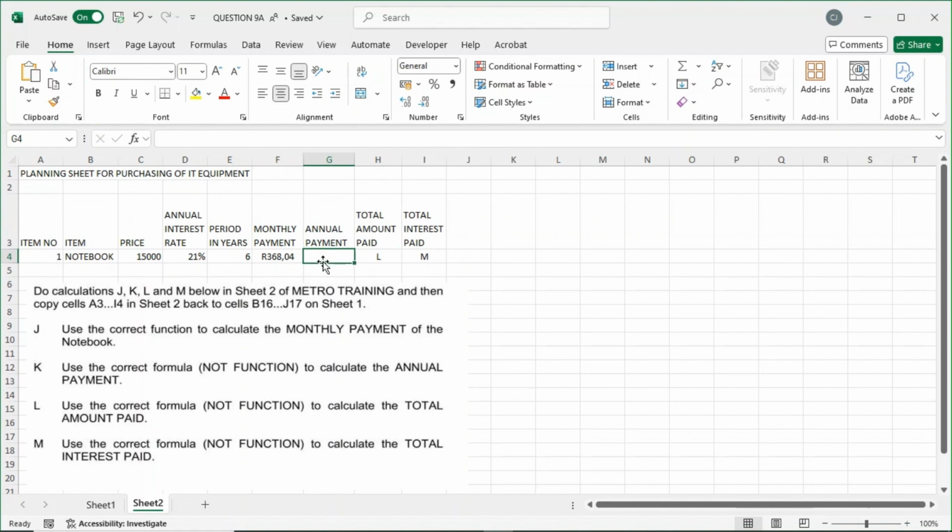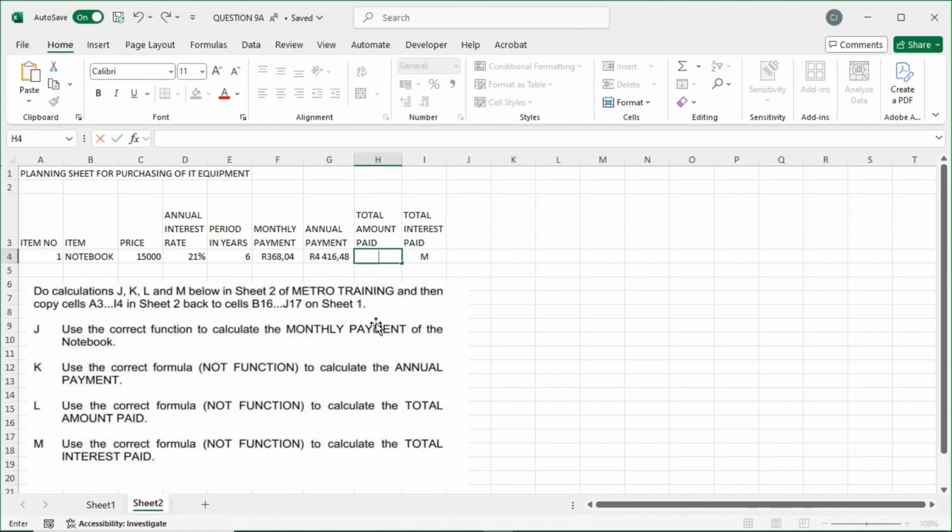So what is our annual payment? Here we need to do a normal calculation. It says use the correct formula, not the function, to calculate the annual payment. So we need to take the monthly payments and multiply by 12 to determine how much we're going to pay per year. Okay, so now we have the total annual payments.